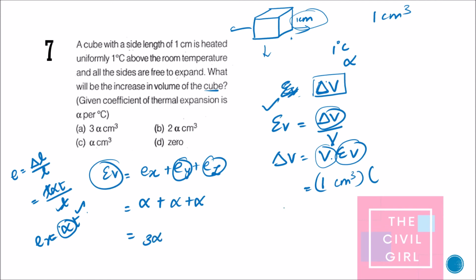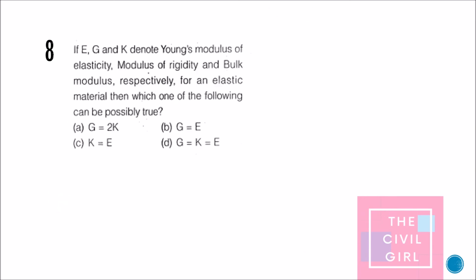So when I substitute the value here, delta V is equal to 1 centimeter cube into 3 alpha. So my answer is 3 alpha centimeter cube. So the answer is option A. Now to the next question.